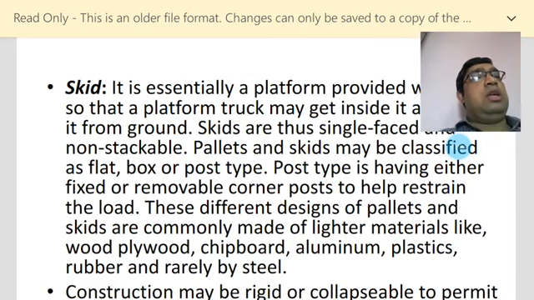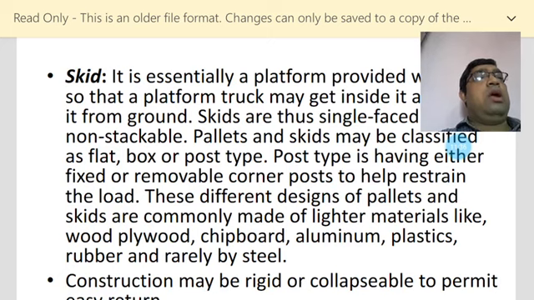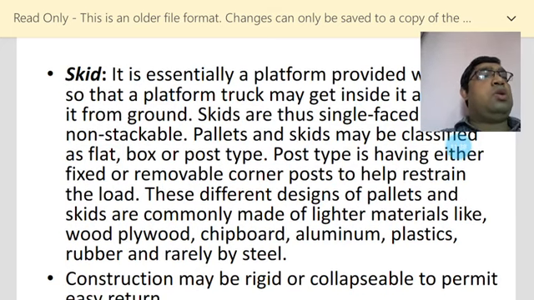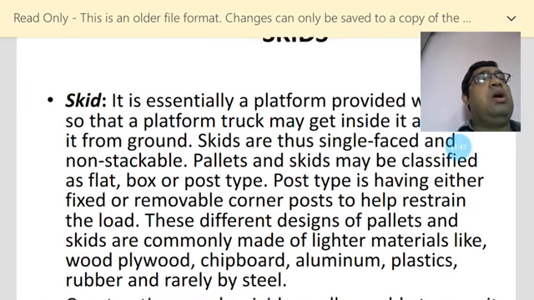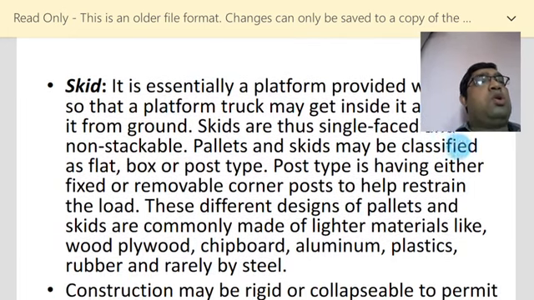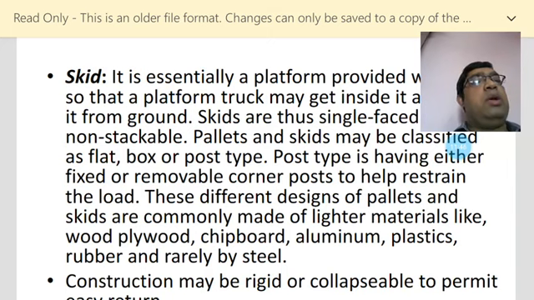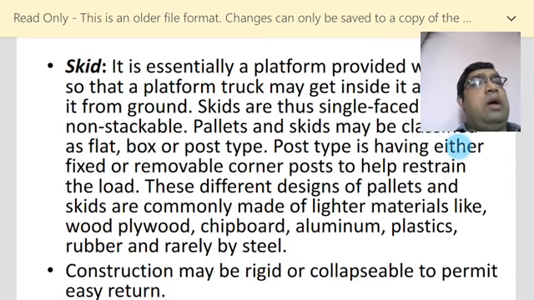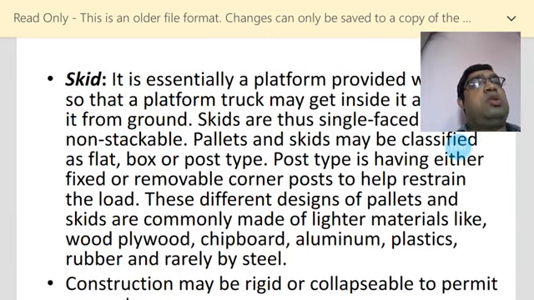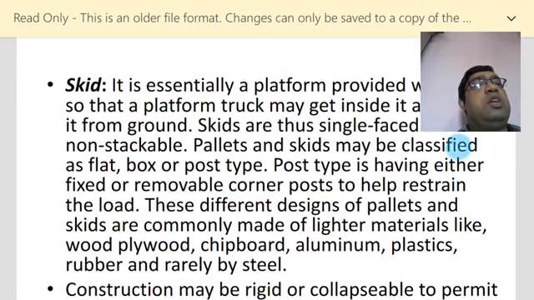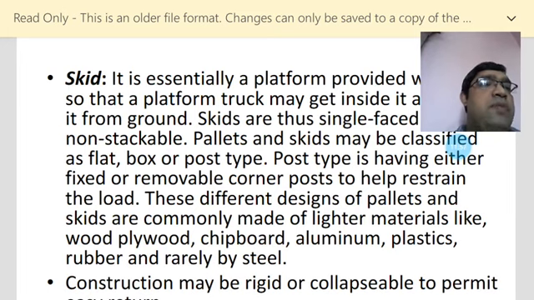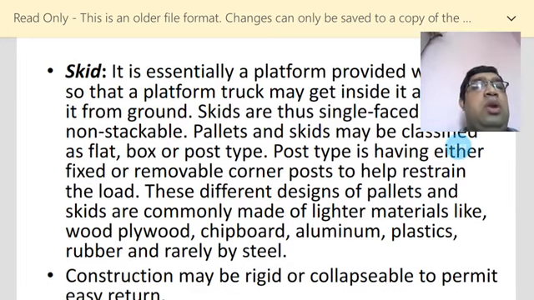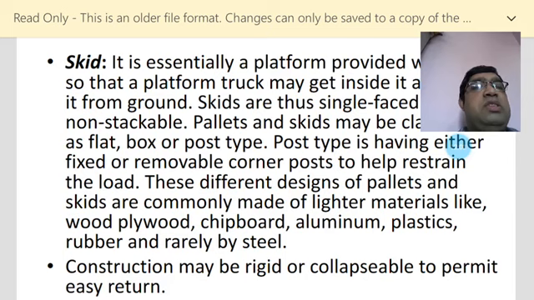You can see different types of cartons, like the egg box and the apple box, and very easily we can see them on the railway platform. In the hawkers corner too, this type of material is transferred using box types and also flat types of skids. The post type has either fixed or removable corner posts to help restrain the loads.